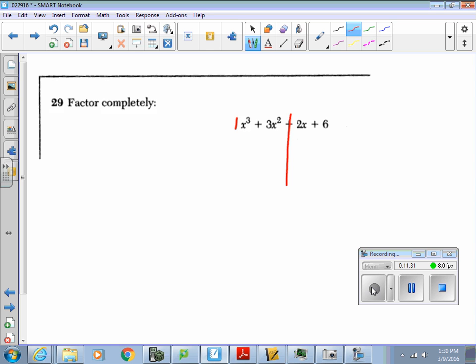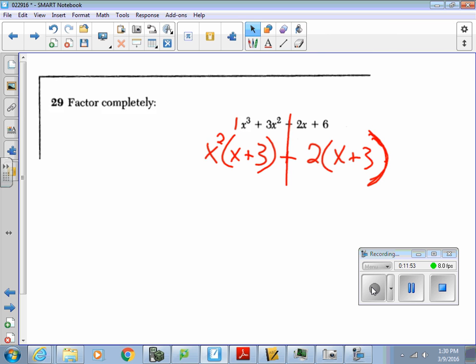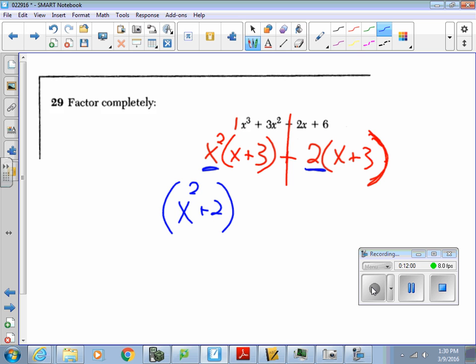So the first 2 you can pull out an x squared. So we're going to have x squared times x plus 3. And then all of that plus. Now the second part, you can factor out a 2. So we're going to have 2 times x plus 3. Now you have the grouping part. So you group this part, so you have x squared plus 2. And the common factor that they have is x plus 3.